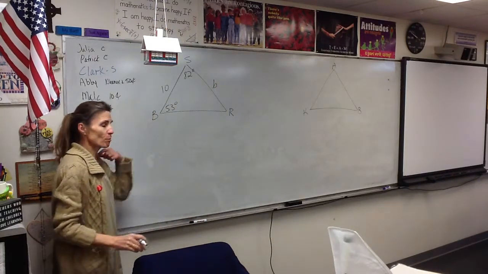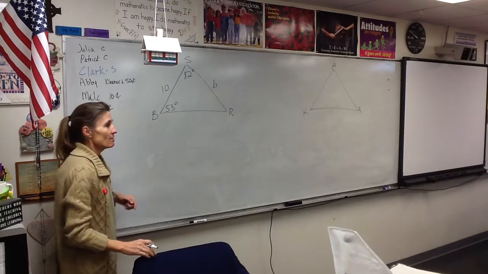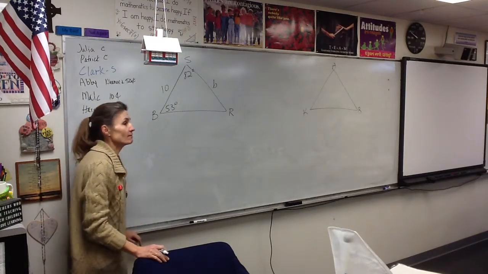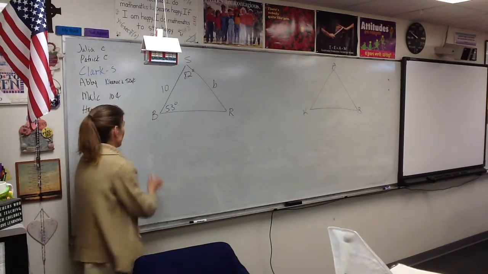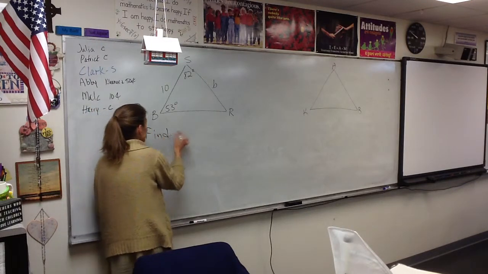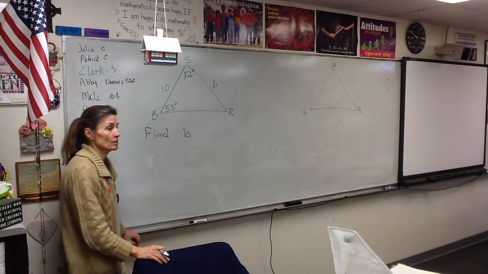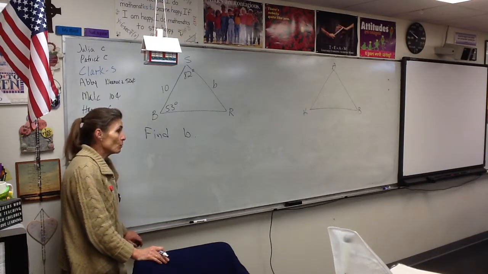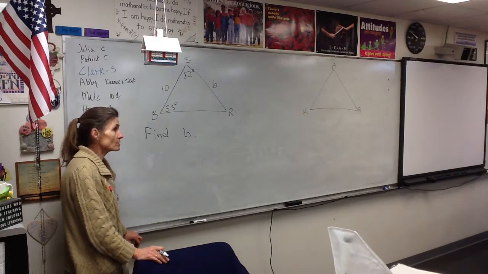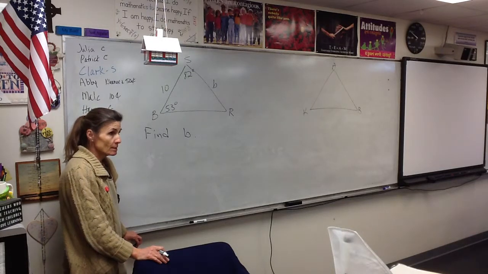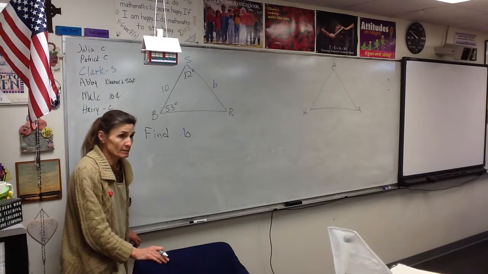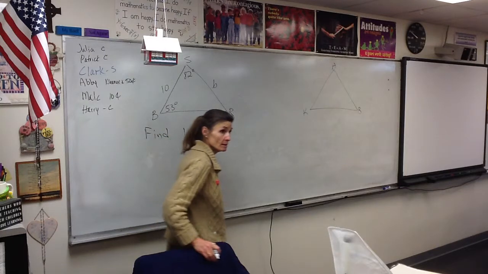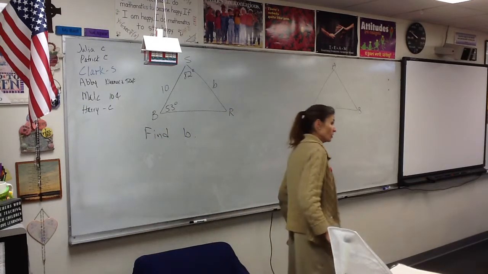Okay, here's our first problem. And the directions say find side B. Find side B. That's the question. Now remember, groupies, when you are finding parts of triangles, you have three options. SOHCAHTOA, law of sines, law of cosines.